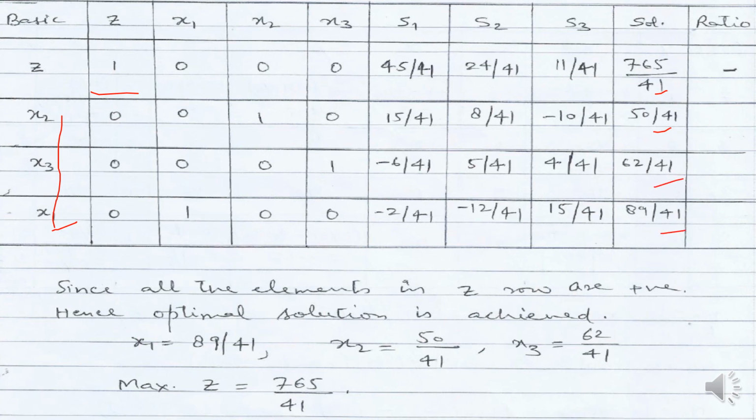x2 value is this, x3 value is this, and x1 value is this. So when we see that all elements in the z row are positive, there is no negative element in the z row, it means we have reached our optimal solution, because it was a maximization type problem. So we can stop here, and our optimal solution is 765 upon 41. So maximum z is this, x1 is 89 upon 41, x2 is 50 upon 41, x3 is 62 upon 41. So this is our solution.